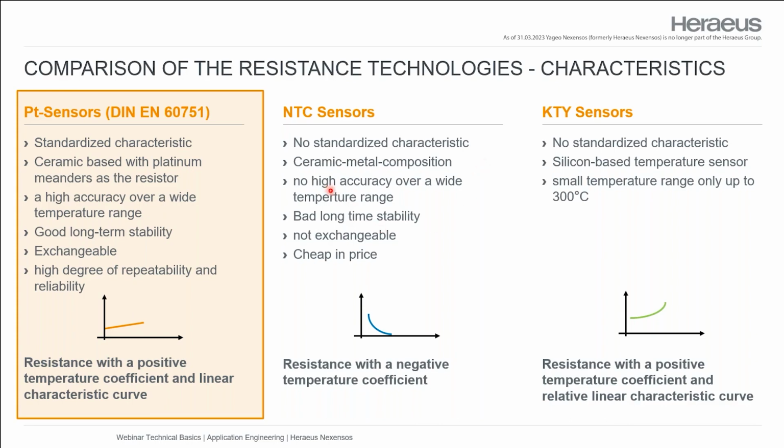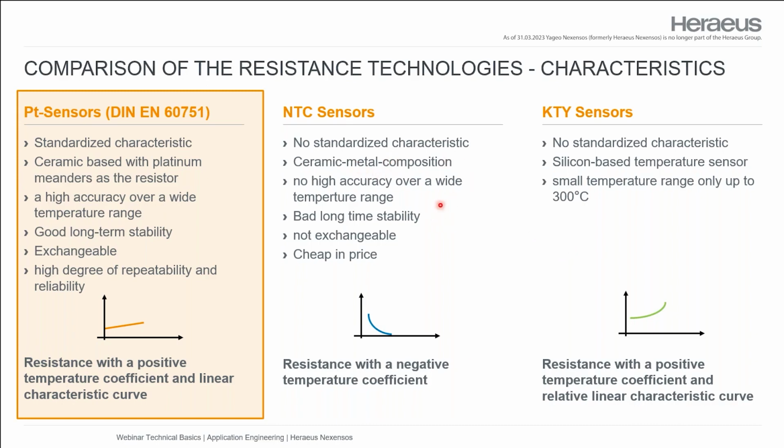We speak about no high accuracy over a wide temperature range. You can see that in that curve here. In special areas you have really a good resolution and also a good enough accuracy. But if it goes to the limits and away from that very steep area here, then the sensor loses accuracy.